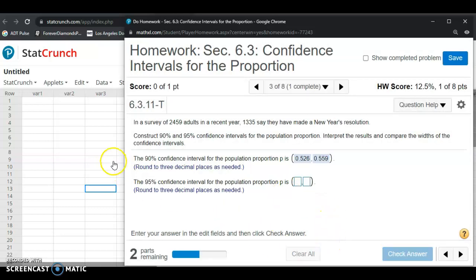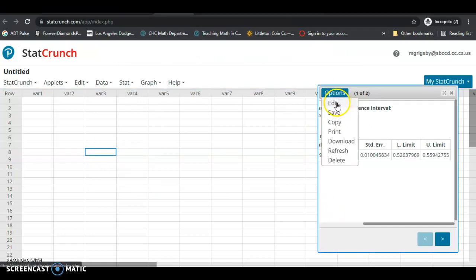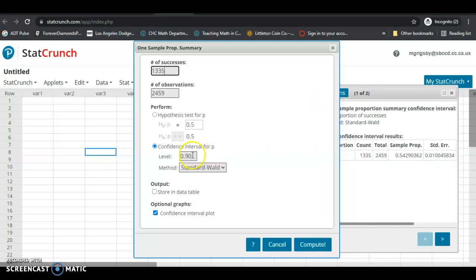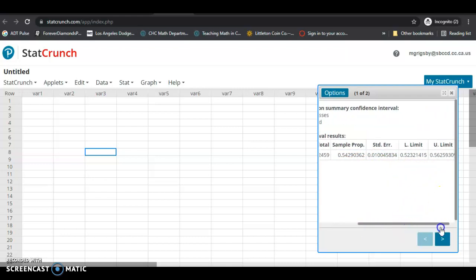Now let's go back and do a 95% confidence interval. What you can do is click Options, select Edit, and change the confidence level if necessary. So it's going to go from 0.90 to 0.95, with everything else left alone. The sample proportion is still the same. The standard error might have changed because we changed the confidence level, and it definitely changes the lower and upper limits, so to 3 decimal places.